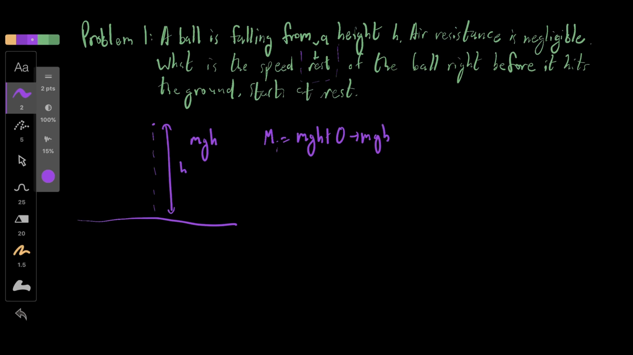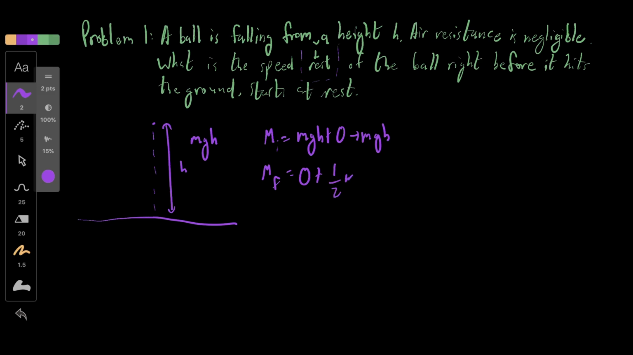Now, next, what we have is our final mechanical energy, MEf. Since right before it hits the ground, it's essentially at height 0, we're going to have no potential energy. But we're going to have all of that be converted into kinetic energy with our final velocity and our mass. Now, since there's no air resistance or any other non-conservative forces, you can just set these equal to each other.